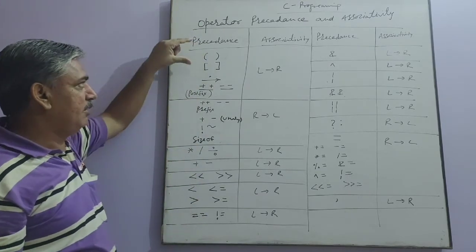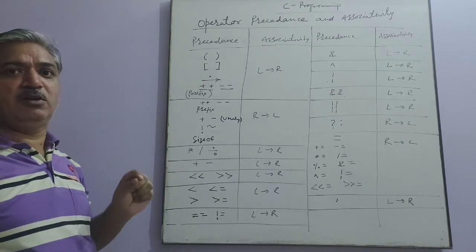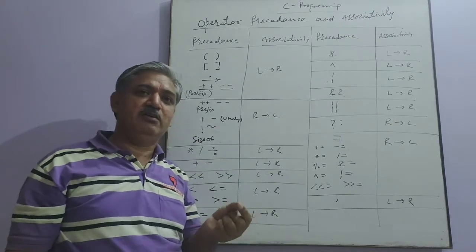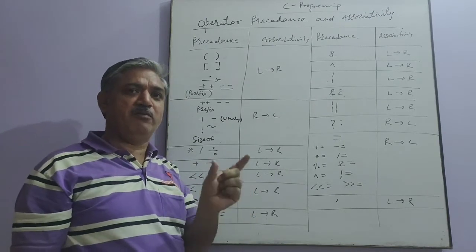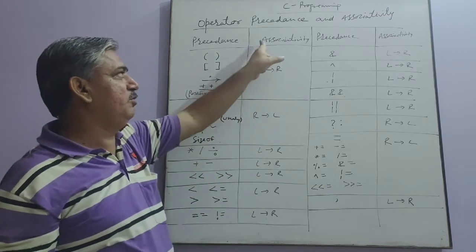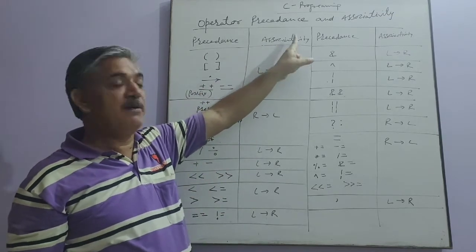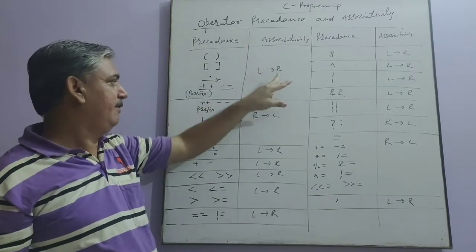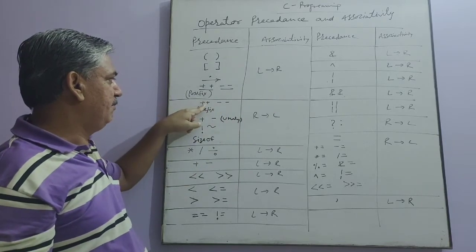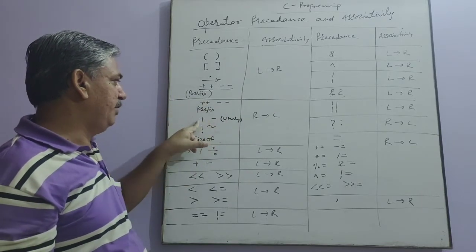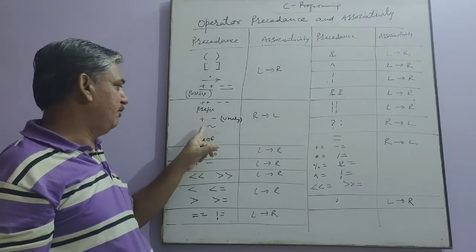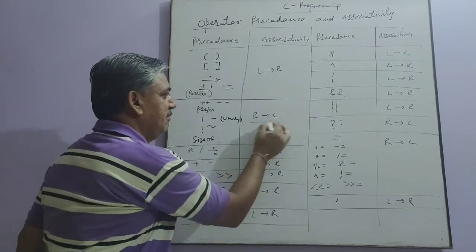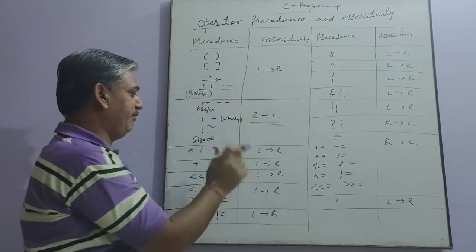When operators of the same precedence are available in the expression, then to select one of the operators from the same precedence, we use the associativity. Clear? The associativity of this group is from left to right. This group: plus plus, minus minus, unary plus, unary minus, sizeof, logical not, complement, is right to left. Remember, the associativity of this group is right to left.